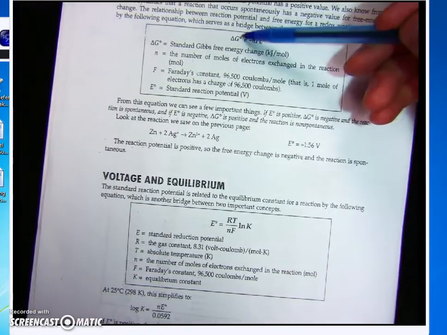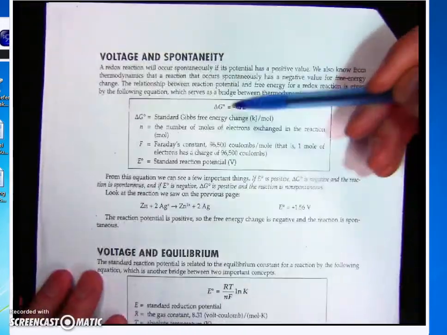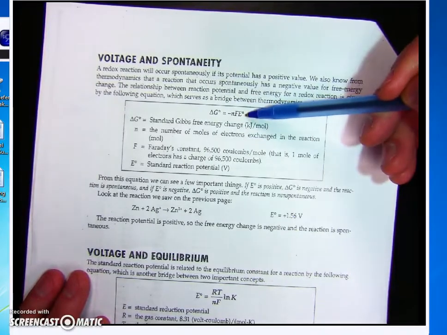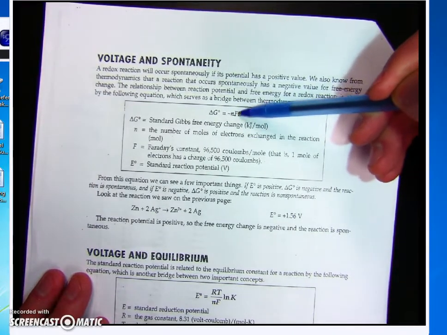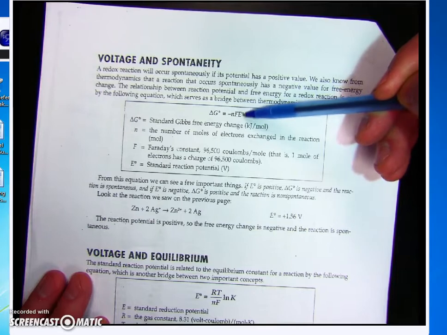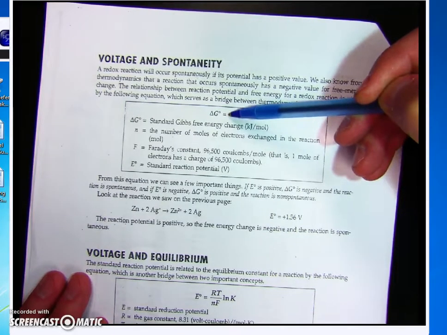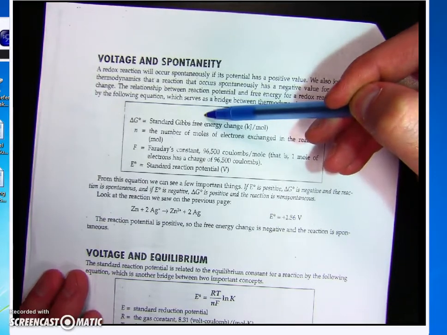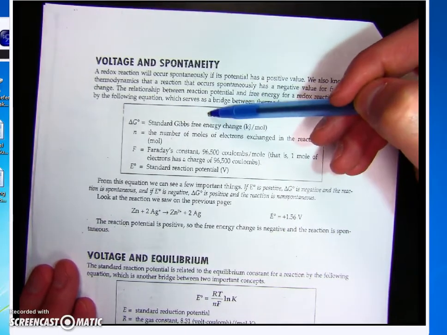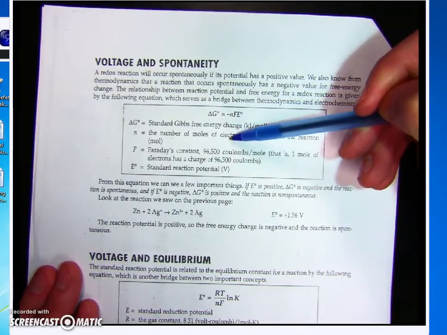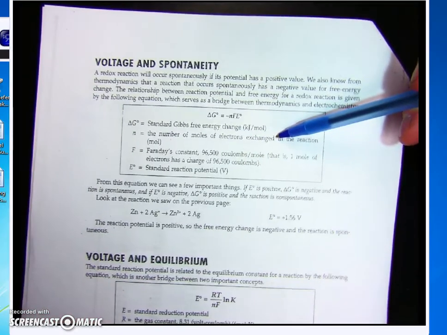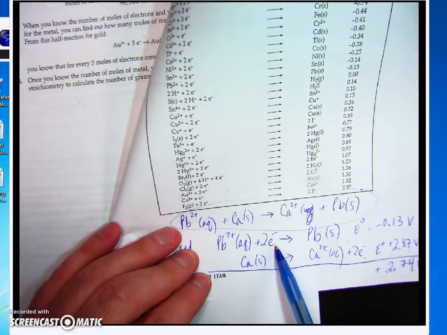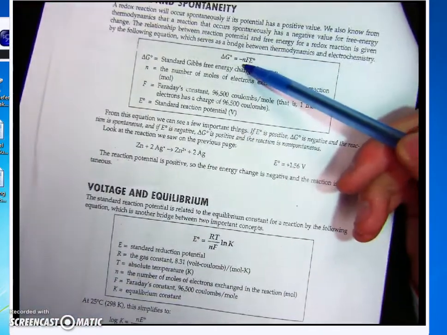Notice here that the spontaneity of a reaction is linked to the voltage potential. When the voltage potential is positive, because there is a negative here, negative times a positive results in a negative delta G, which we've already learned is spontaneous. N refers to the moles of electrons exchanged in the reaction. In our previous example, we had 2 electrons exchanged, so N in this case would be 2.